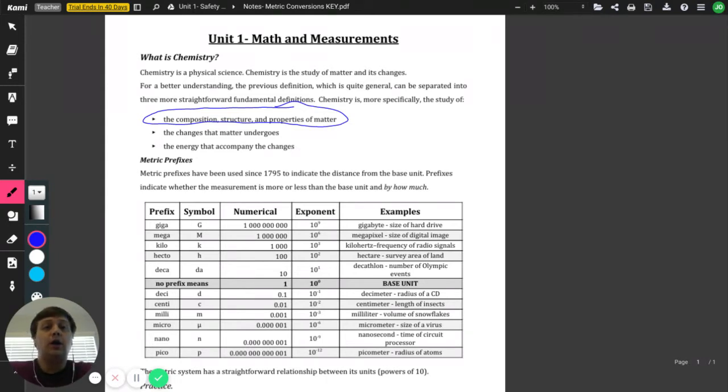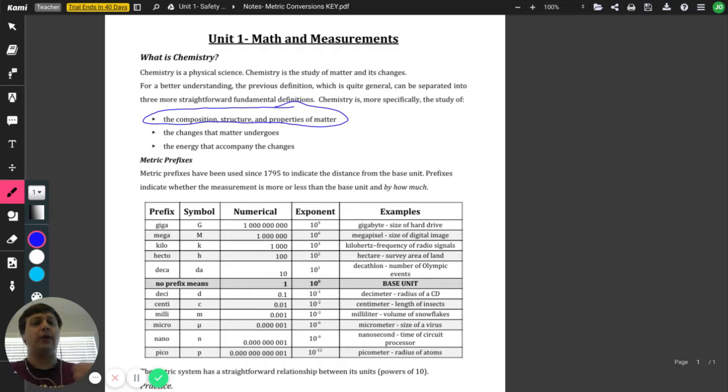Now, in America, we use what's called the imperial system, okay? And that's talking about inches and feet and miles and ounces and pounds and those kind of things. I personally really do not like the imperial system. And the reason is it doesn't make any sense.